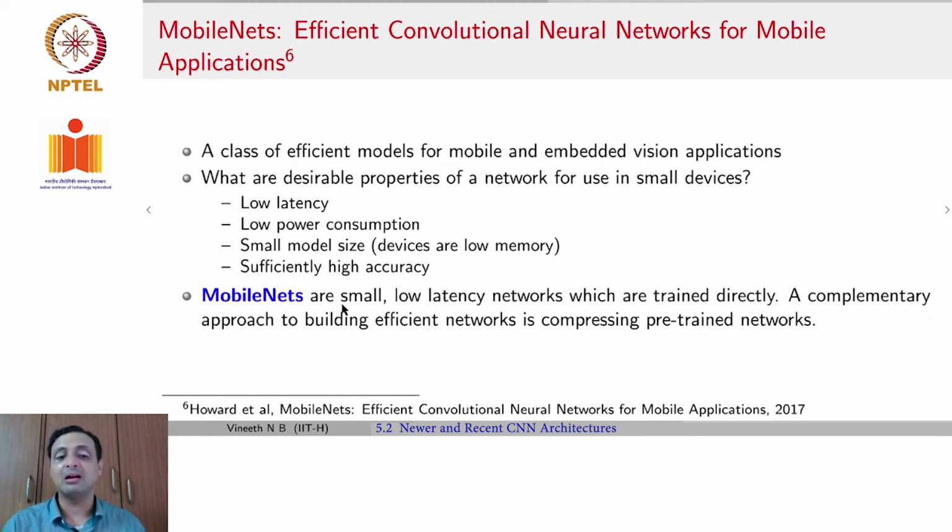MobileNets are aimed in that direction. They are small, low latency networks which are trained directly. A complementary approach to this problem, which has also been popular over the last few years, is the idea of compressing neural networks. In compression of neural networks, you try to prune out weights, or there are other methods in which you can try to remove the weights that you think do not matter for the outcome. But MobileNets try to do this by design.